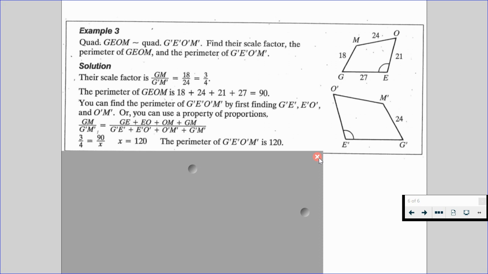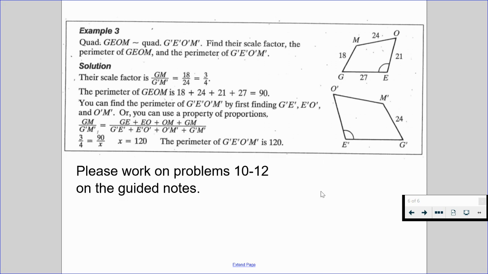So there are multiple ways to go about it, but we could have used a property of proportions to make it a little bit easier for us. With this in mind, please work on problems 10 through 12 on the guided notes.